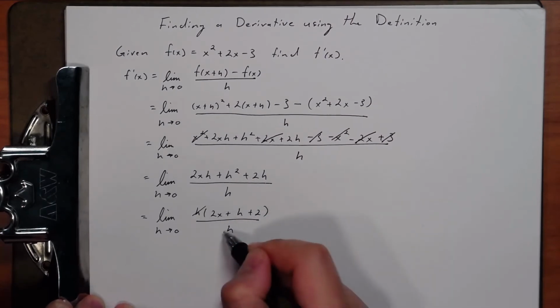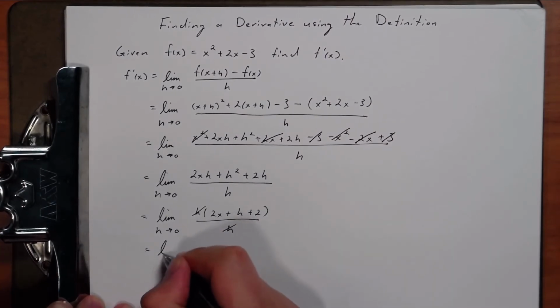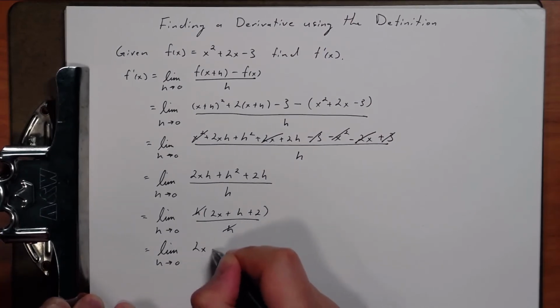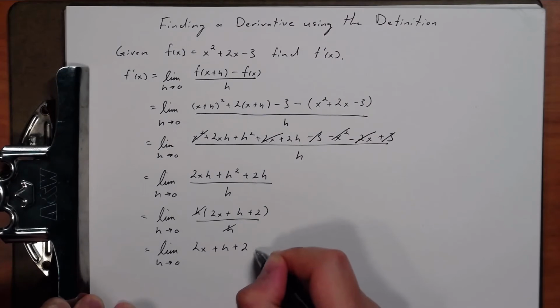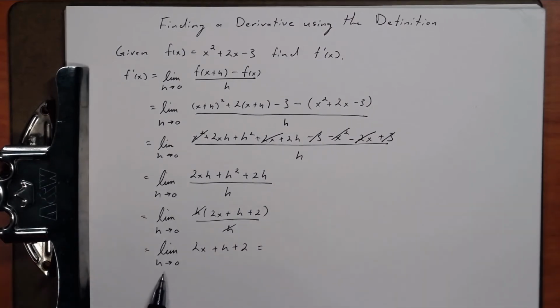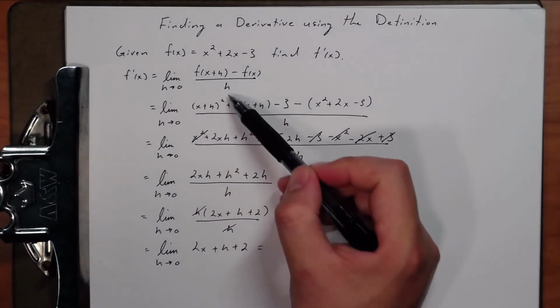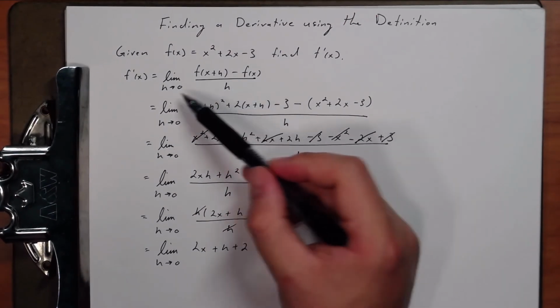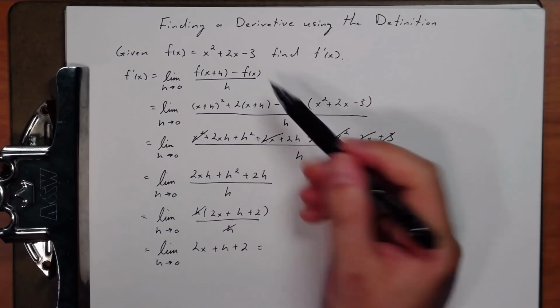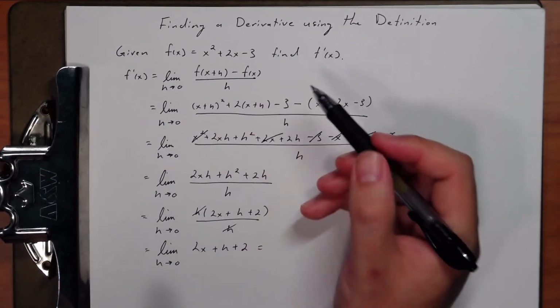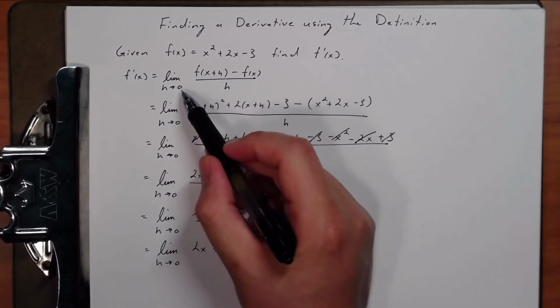And now cancel those h's. At this point, and only at this point, is it now acceptable to plug in that value of h. Before, we couldn't do that. H going to 0, well, if we're dividing by h, we can't plug a 0 in there. That's an undefined value. We may also get an indeterminate form. So we can't do that at this point at all.